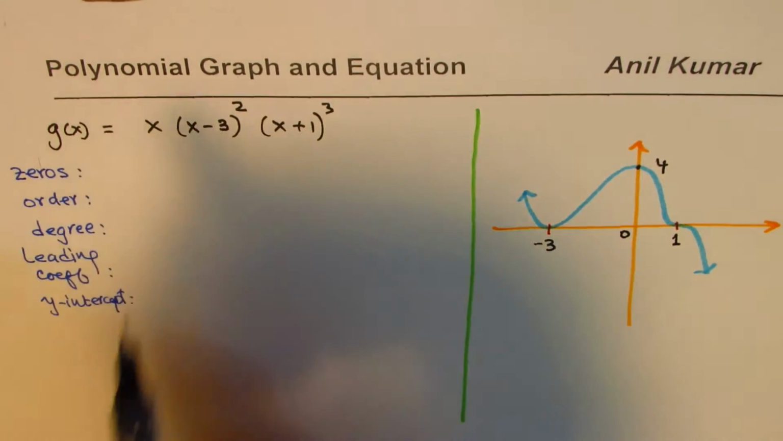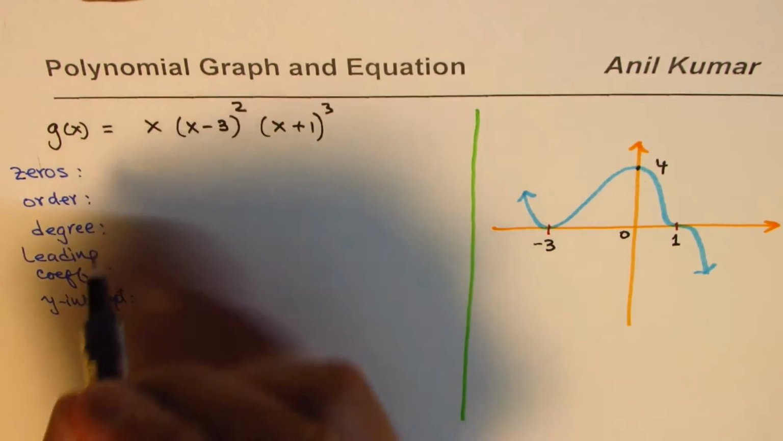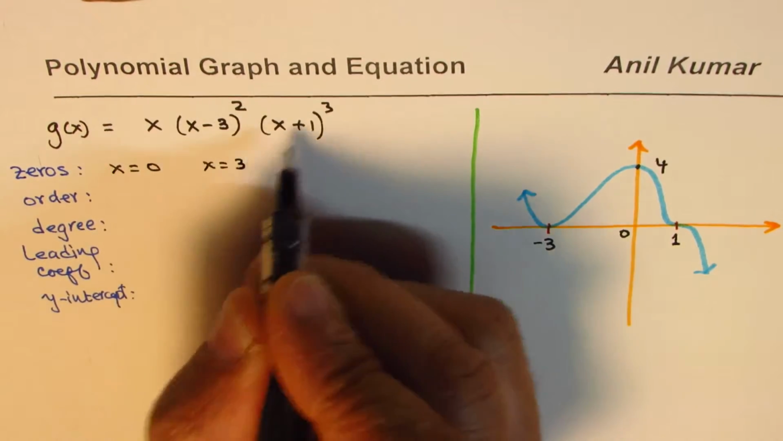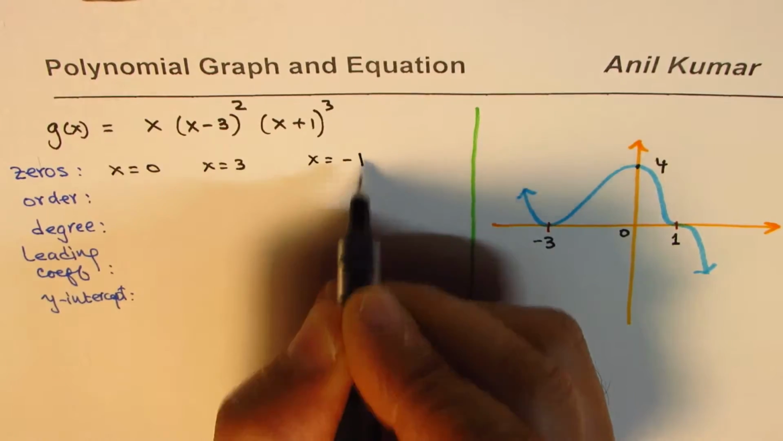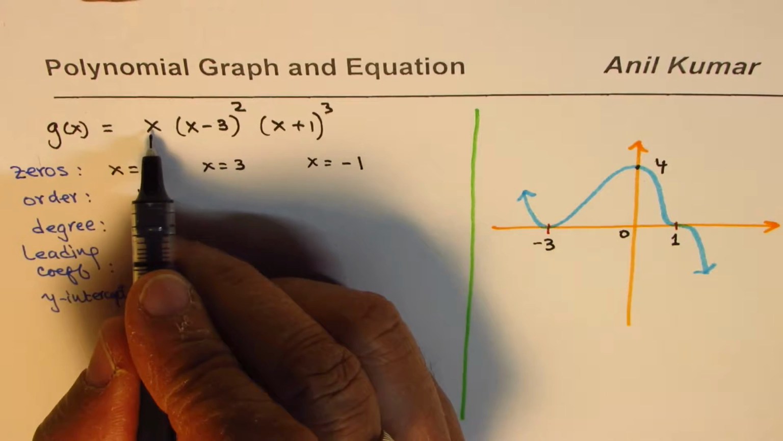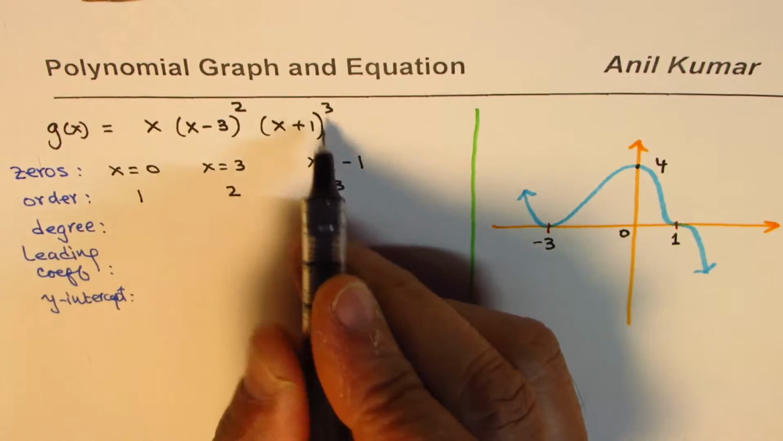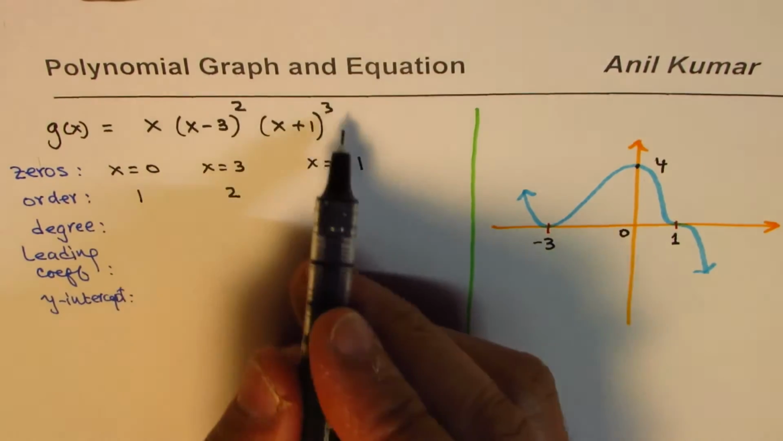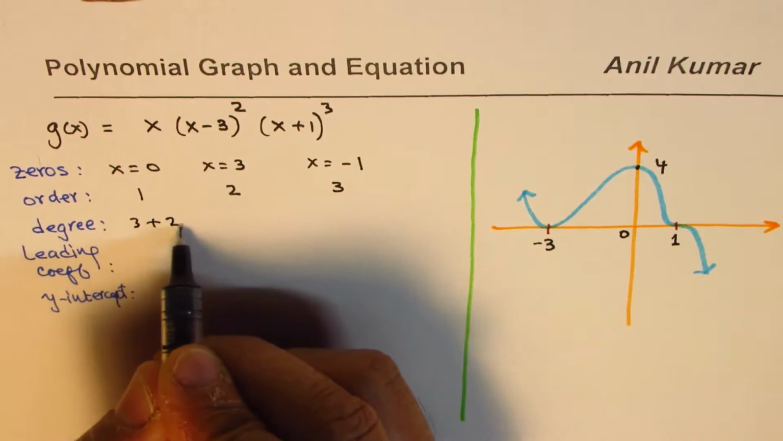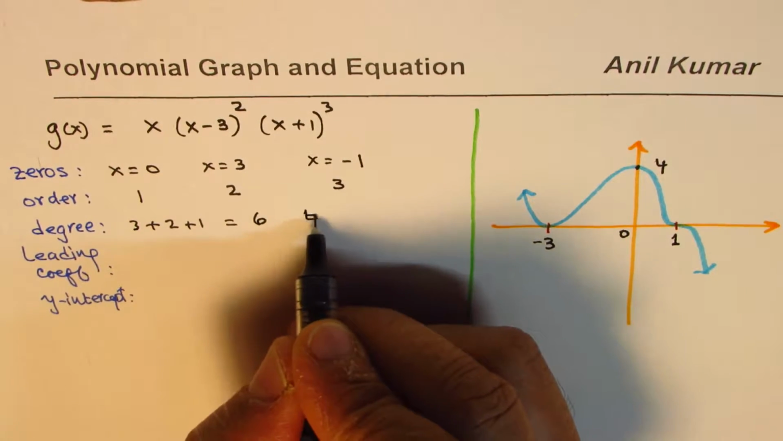Zeros: what value of x will make this function 0? x equals 0, that's the first one. This will be 0 for x equals 3, and this will be 0 for x equals minus 1. What is the order? The order here is 1, since it's linear. This is 2, there are 2 zeros here. And this one has 3 zeros, the order is cubic. Now the degree of the polynomial: the degree is 3 plus 2 is 5, plus 1 is 6. So we have an even degree.